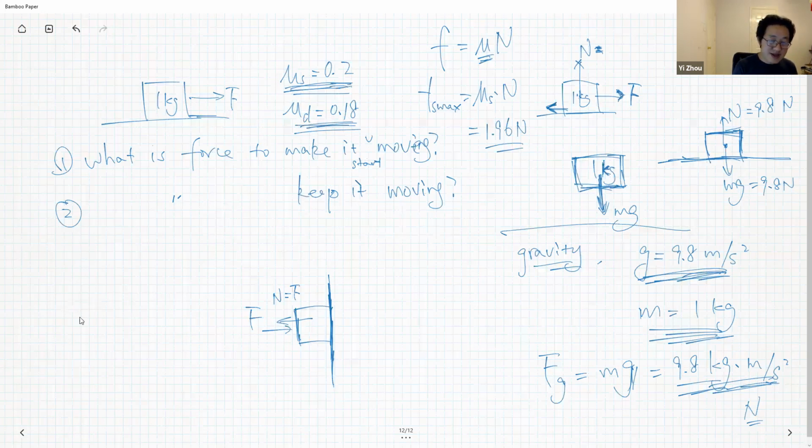Okay, let's look at the case. When this box is moving with velocity v, right? If it's constant, then the total force on the box is what? Tracy? Can you repeat the question? Okay, if the box is moving with a constant velocity, what is the total force working on this box?